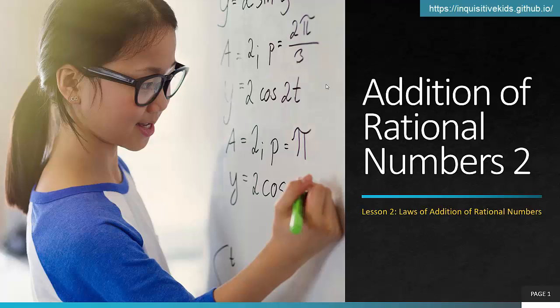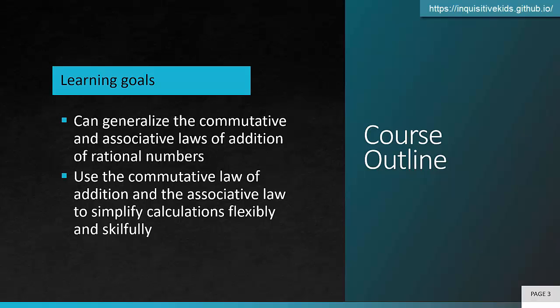Today we're learning about the addition of rational numbers, number 2. Our learning goals for today are to learn how to generalize the commutative and associative laws of addition of rational numbers, and to be able to use the commutative law of addition and the associative law to simplify calculations flexibly and skillfully.